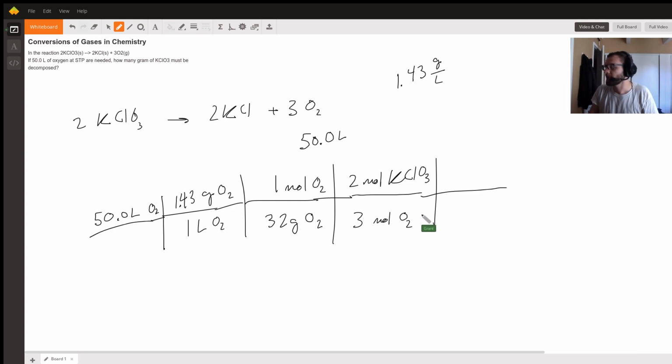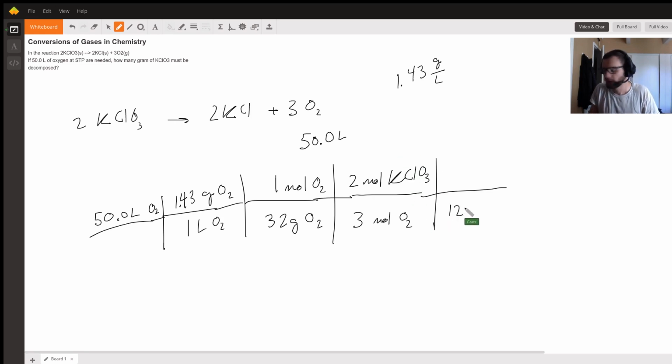So we're going to have to go and figure out the molecular weight. So you can just Google this, or you can use the periodic table. So molecular weight of potassium chlorate. And we see that the molecular weight of potassium chlorate is 122.55 grams per mole.